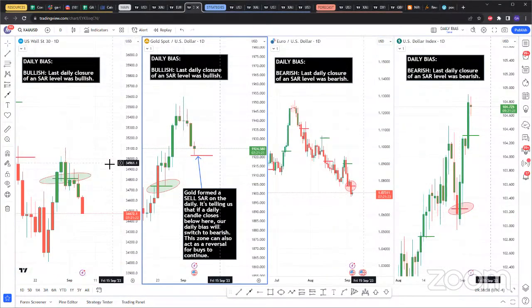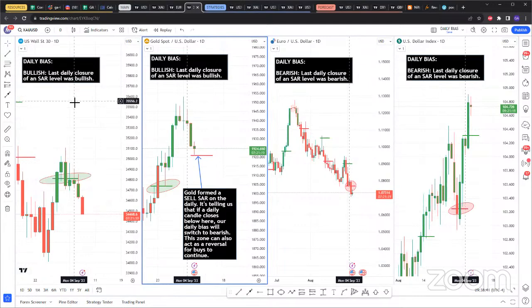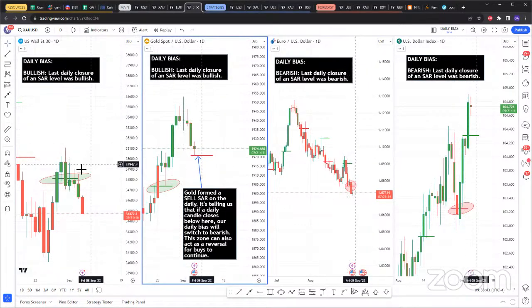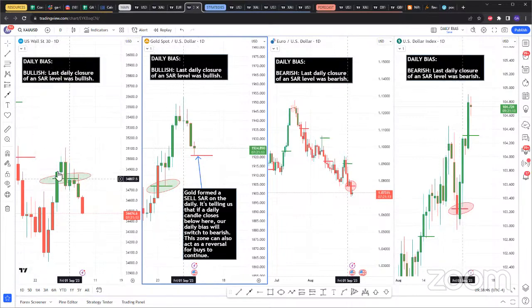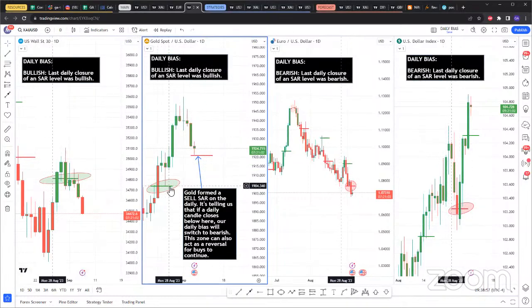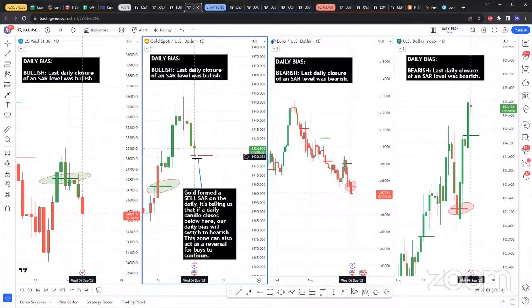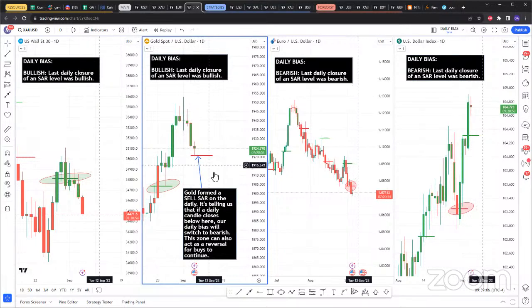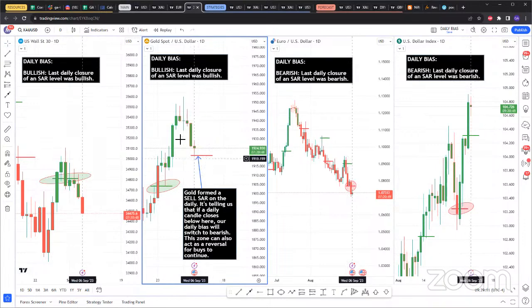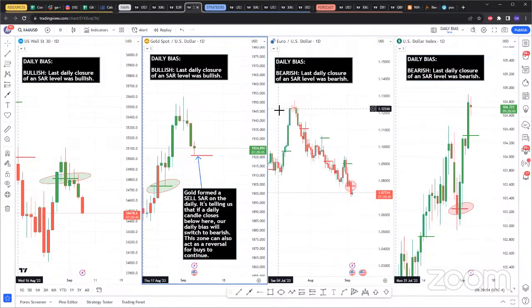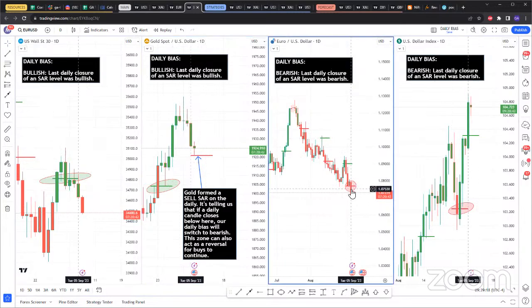So currently looking at the daily bias, US 30 is bullish. My bias is bullish because the last closure of an SAR was above a bullish zone. Gold, my current daily bias is bullish. Same thing, the last closure was above bullish SAR, but you can see gold just printed a sell SAR on the daily. So what this is telling us is that if a daily candle closes below here, then my bias will switch to bearish. EU daily bias is bearish right there.